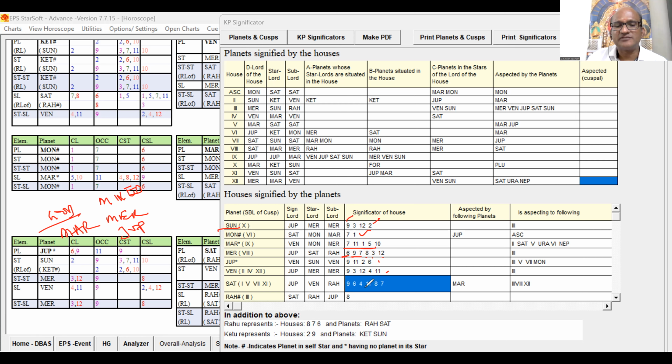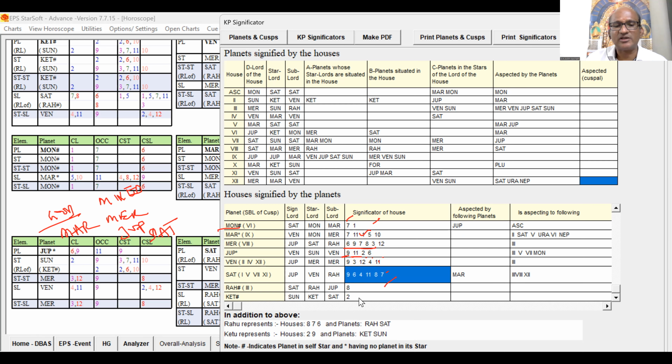Saturn has 9, 6, 4, 11, 8, and 7. The 7th is going to be the last significator. It is also mixed, right? And Rahu is the 8th house, and for Ketu, we have to check.